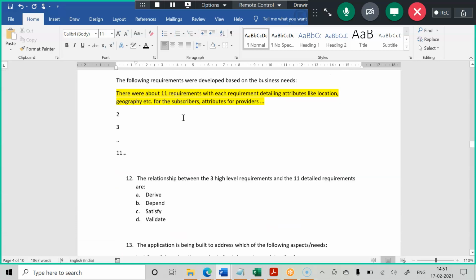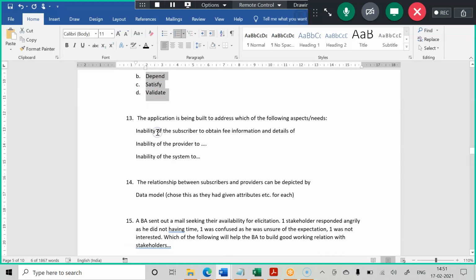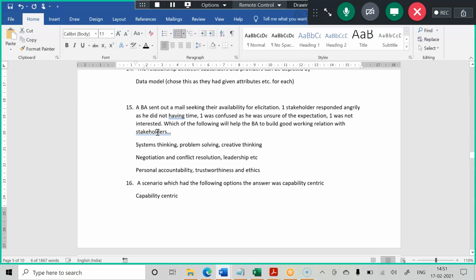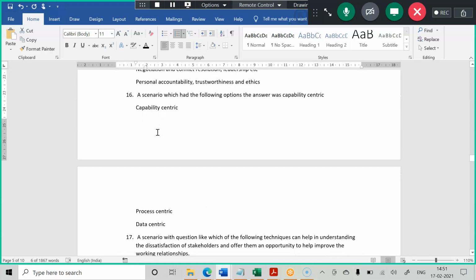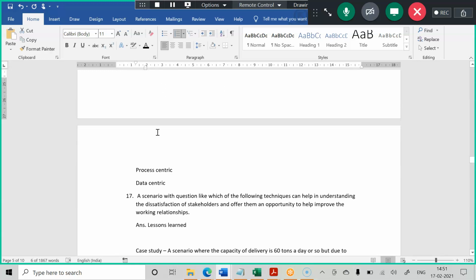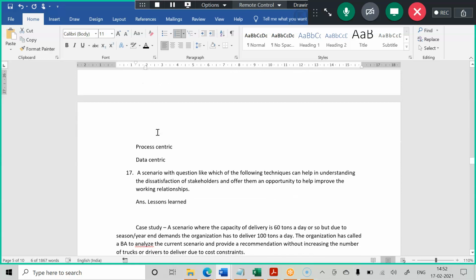Then again there was a derive, depend question. There was also a question on capability centric and process centric approaches. You should have an idea about that also.